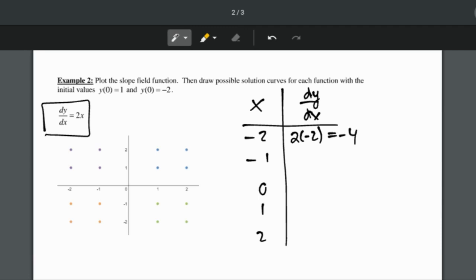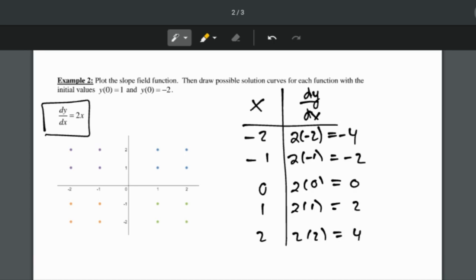All right, so if we do the math, plug into our differential equation, 2x, 2 times -2, that's -4. All right, 2 times -1 is -2. 2 times 0 is 0. 2 times 1 is 2, and 2 times 2 is 4. All right, so we need to plot these.